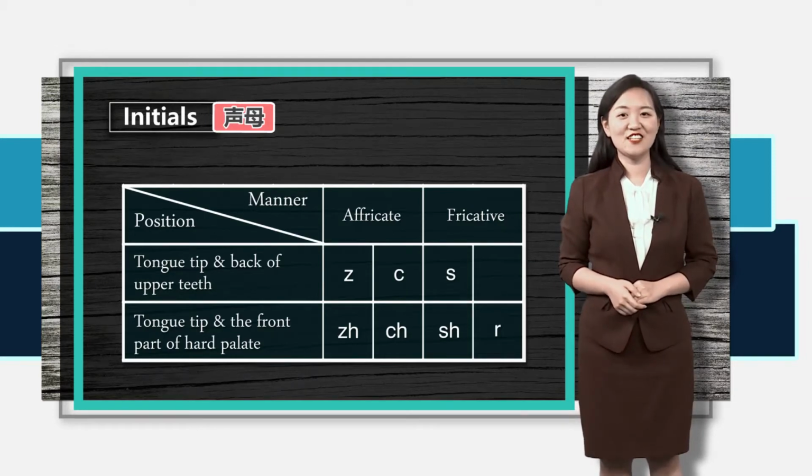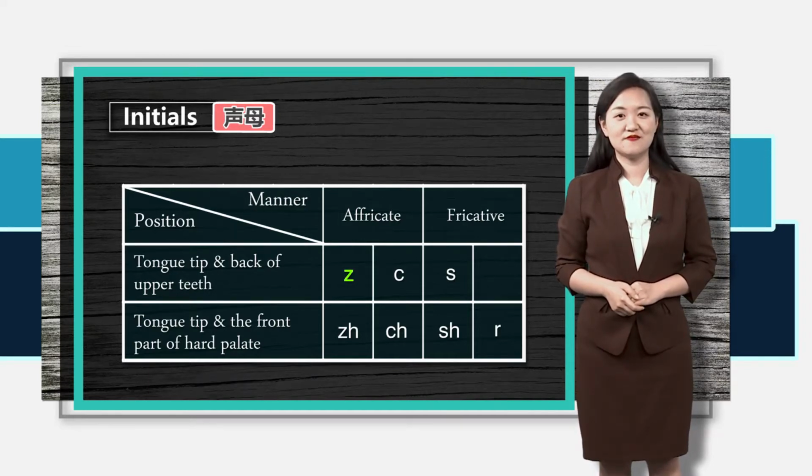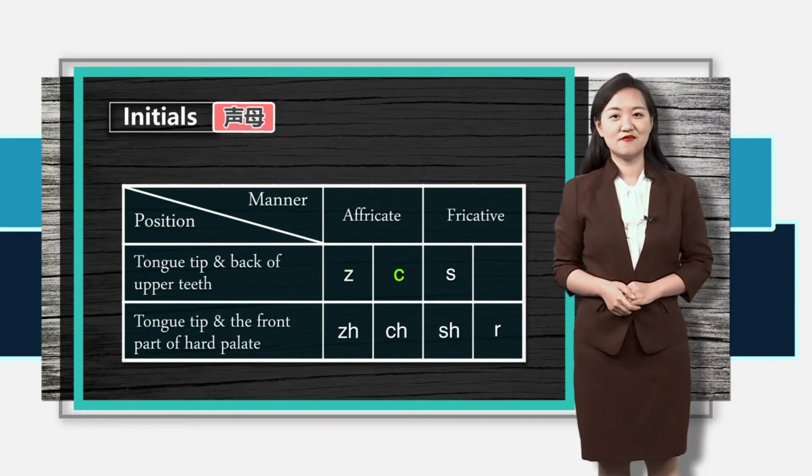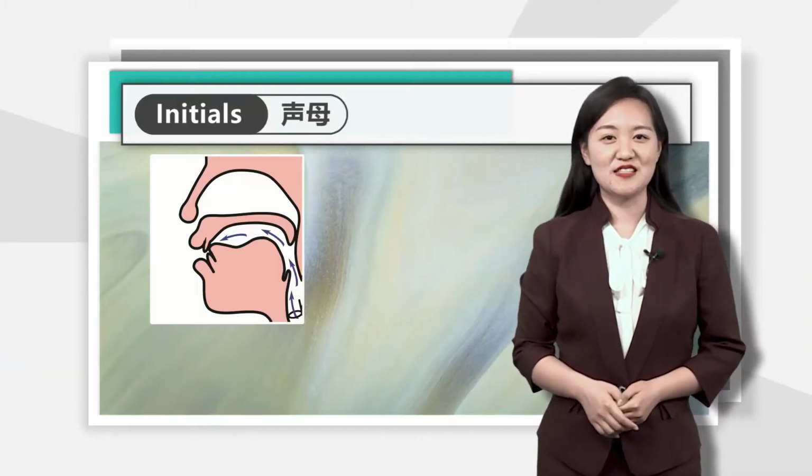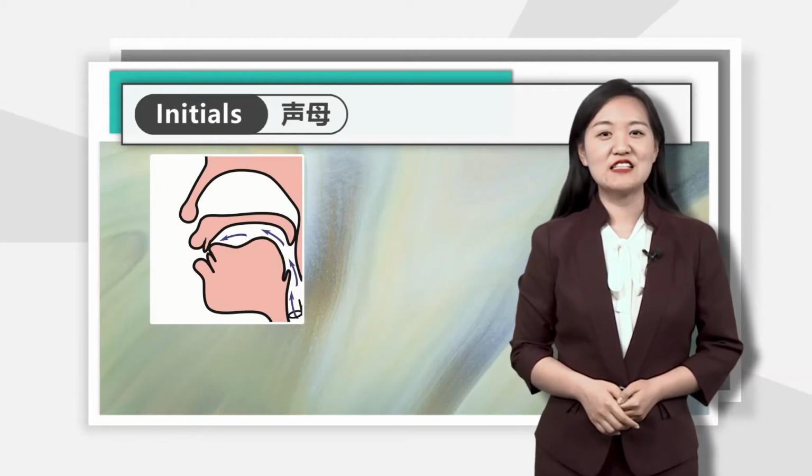Today we will learn 7 initials. 跟我读。滋，呲，丝，枝，吃，诗，日。Well done. The 7 initials can be divided into 2 groups. Let's focus on the first group.